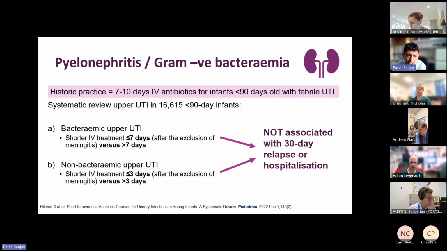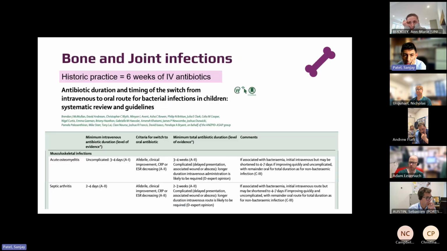So data for pyelonephritis, so for a bacteraemic upper UTI, actually the outcomes are identical if you give 7 or less days of IV, or give more than 7 days. We often will give 3 days, 2 days IV. If they're improving, we'll switch them to an appropriate oral antibiotic, even for a bacteraemic UTI, and treat for a total 7-day course. The same goes with non-bacteraemic UTIs. Obviously, they're easier to manage. You really don't need prolonged courses of IV. You can do early switches very quickly.